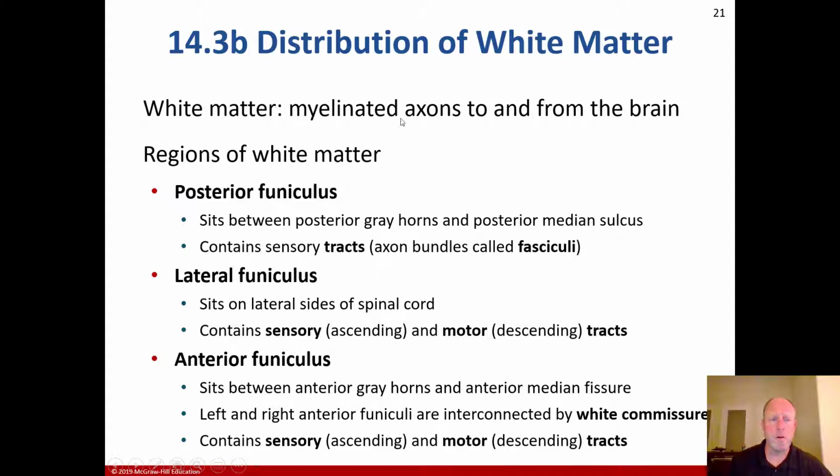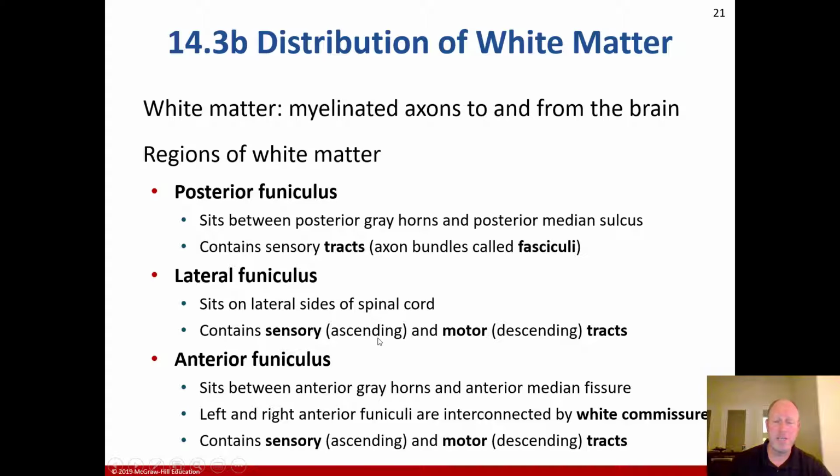For distribution of white matter, the white matter is essentially myelinated axons, that's why it's white, to and from the brain. The regions of white matter include the posterior funiculus, which sits between the posterior gray horns and the posterior median sulcus. It contains sensory tracts that are axon bundles called fasciculi, and the lateral funiculus, which sits on the lateral sides of the spinal cord.